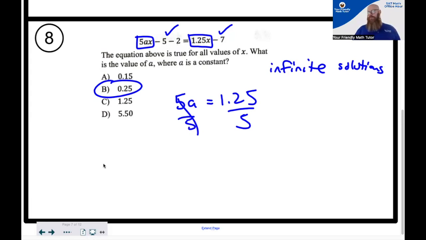You could also do this problem using Desmos. If you just plugged in each side, you would want them to be on top of each other, and you would just make a slider and try all these values. And when you plugged in 0.25, you would see that they were on top of each other. And every other value would give you a clear intersection, like one intersection.